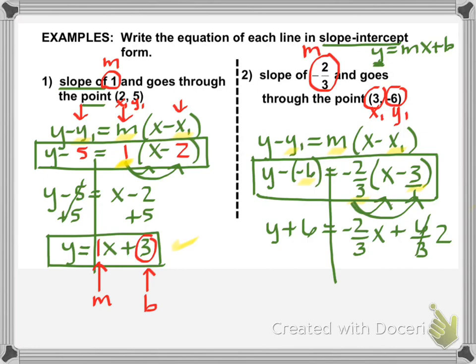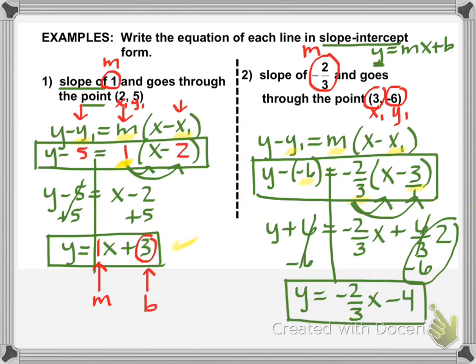Okay? Next step is move that plus 6 to the other side by doing the opposite. So we're going to subtract 6 on both sides. That goes away, so we've got y equals on the left. We've got negative 2/3 x, and then we can combine that 2 and that minus 6 to make minus 4. So here's my equation in slope-intercept form. Notice I can still see my slope is negative 2/3. That's what it was at the beginning. But now I can see my y-intercept, my b, of negative 4.